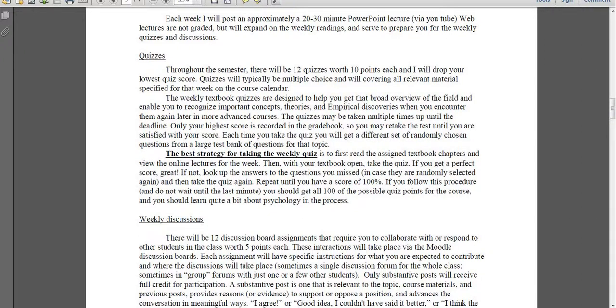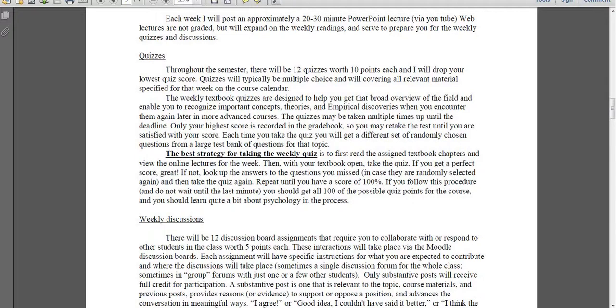All right, so this is the quiz tutorial. I'm starting out here on the syllabus, looking at the section on quizzes. Each week there will be a quiz associated with each chapter. Each quiz will have 10 questions on it, and these 10 questions are worth 1 point each, and they will be pulled randomly from a test bank that was created by the textbook publisher.